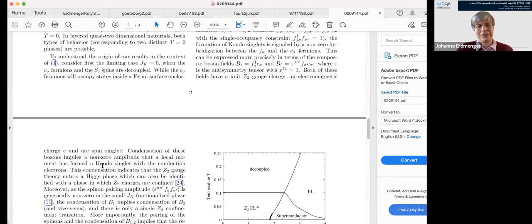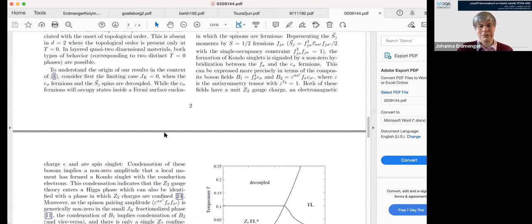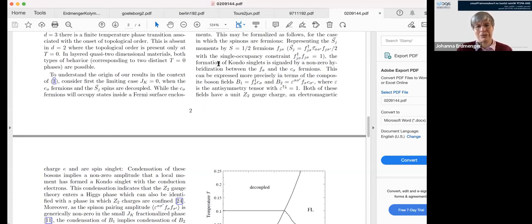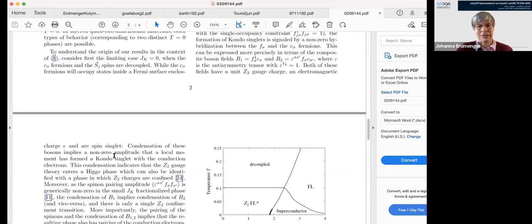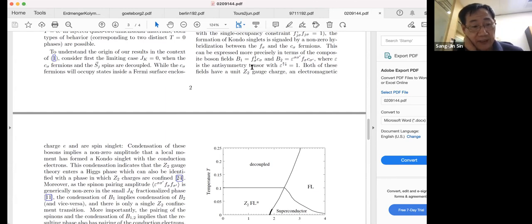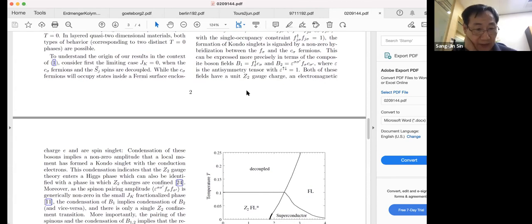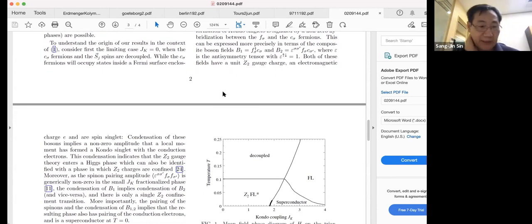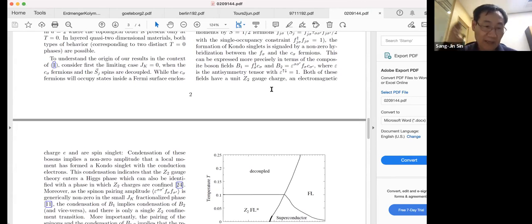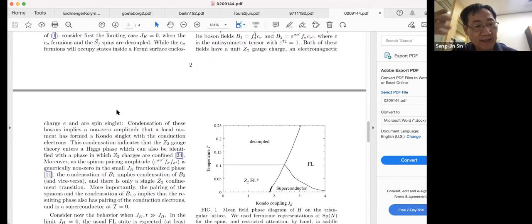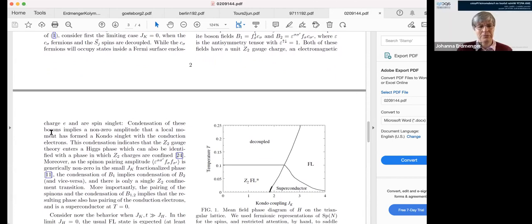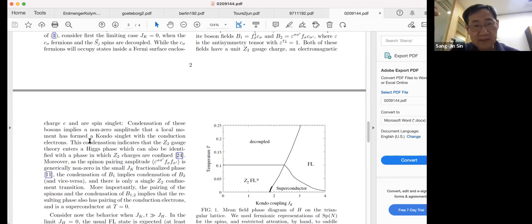I suggest to have a look at this as well, because this is condensed matter physics. From the idea, we're doing exactly the same as they are doing. Yeah, I understand. If you consider this U1 as just a physical degree of freedom, then breaking the global symmetry is fine. But whether this is a physical degree of freedom or not... Here they say condensation of these bosons implies a non-zero amplitude. The fact that the condensed matter people use this paper doesn't guarantee that this is correct.